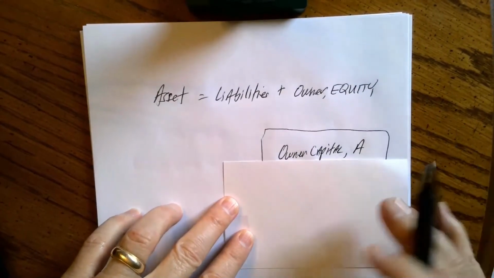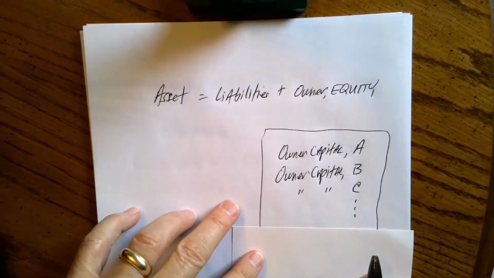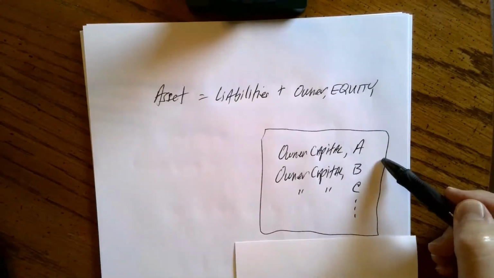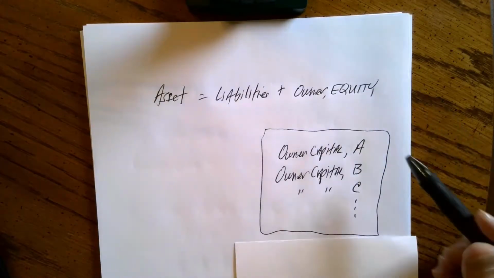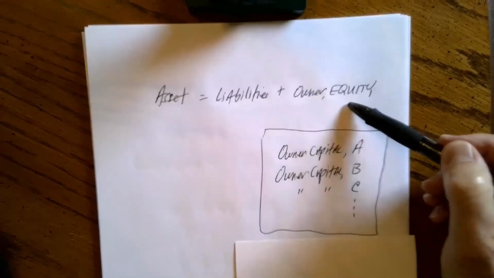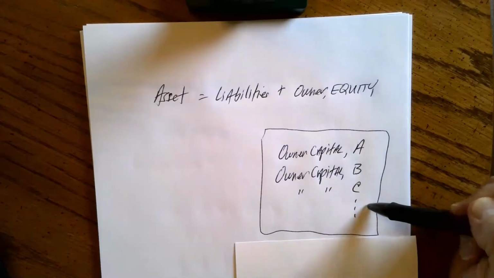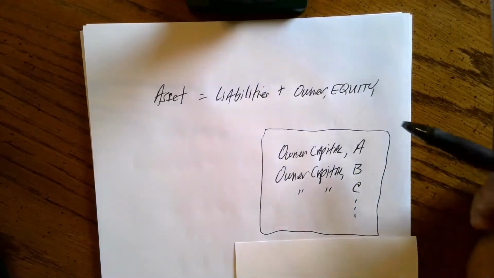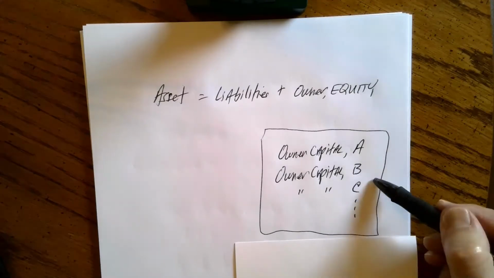A partnership will have two or more owners, each with their individual owner capital account in owner's equity. All other accounts in owner's equity are the same: revenue accounts, expense accounts, and a drawing account for each partner. So same equation structure for a partnership as a sole proprietorship, except multiple owners.